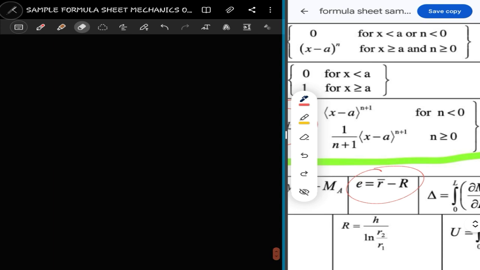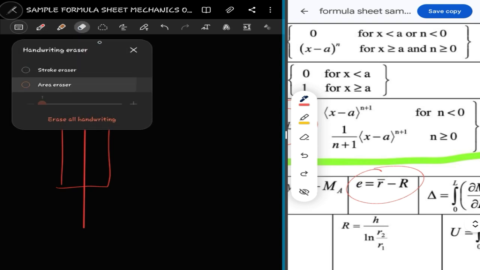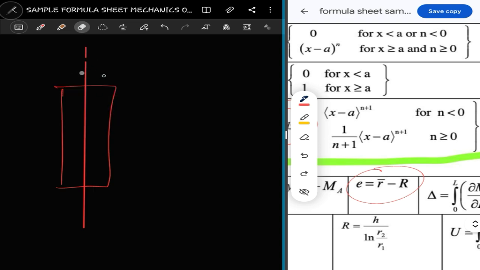So if you have a figure of, let's say you have a column, right? This is the centroidal axis. I'm going to do it very fast. Let's say the loading is about here, somewhere here. The eccentricity is basically the distance between these two. So this is the distance between these two, right? That's the eccentricity.